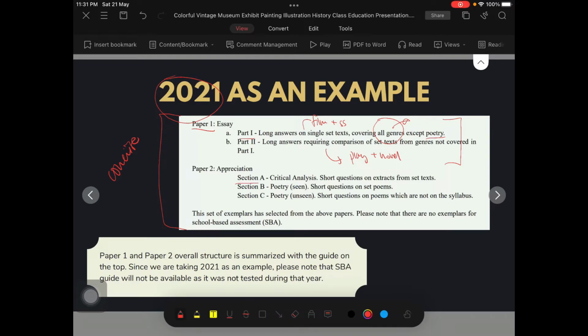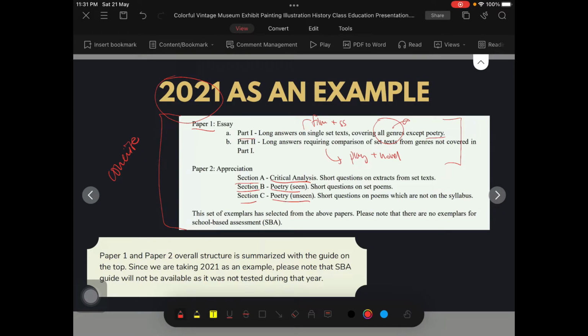In section A, it's basically a critical analysis of the novel and the play. In section B, it's generally referring to the poetry, which is the seen poetry. In part C, it's generally the unseen poetry, and more detailed explanation can be obtained in my previous video of paper 2.